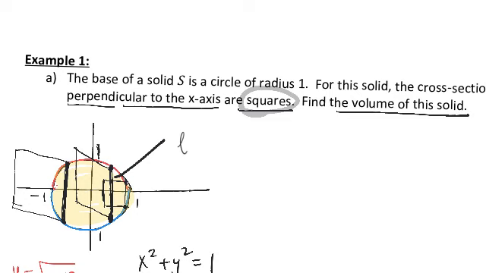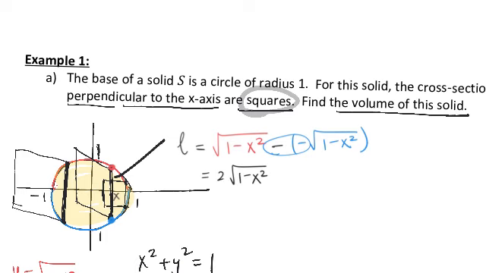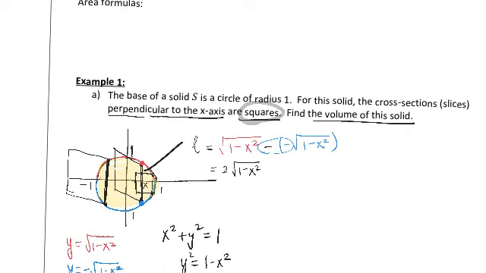So the length of the square side is going to be the top of the circle, which is the square root of 1 minus x squared, minus the bottom of the circle. That's like a y high minus y low. It's this y number minus this y number at any given x value, right? So that is going to come out to be 1 minus x squared plus 1 minus x squared, square roots, which I can simplify to 2 times the square root of 1 minus x squared. So that is the length of the side of the square.